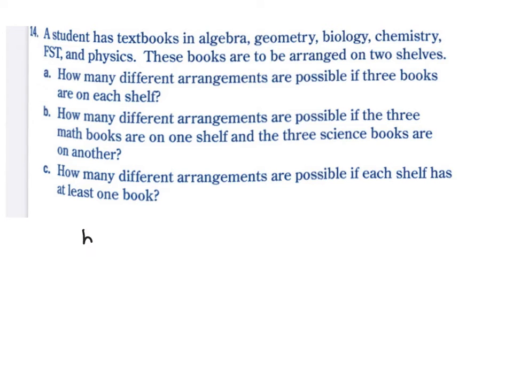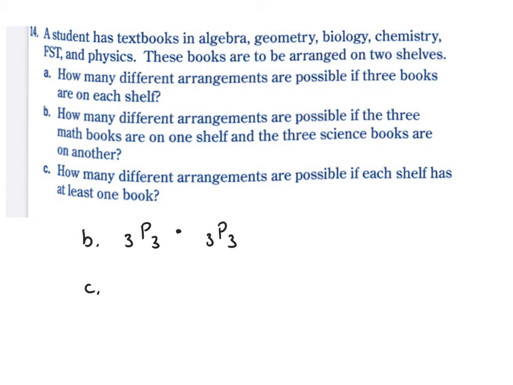So, B, how many different arrangements are possible if 3 math books are on one shelf and 3 science books on another? Well, here this is going to be a lot smaller because we only have 3 to choose from, and we're just arranging those in different orders. And then we're also going to do 3 science books and arrange those in different orders. And there you go. So those are your total options for part B.